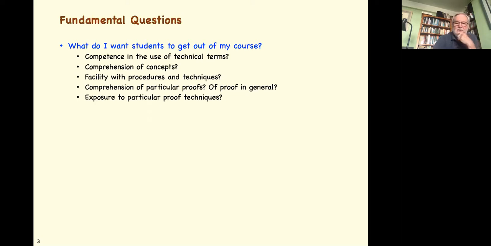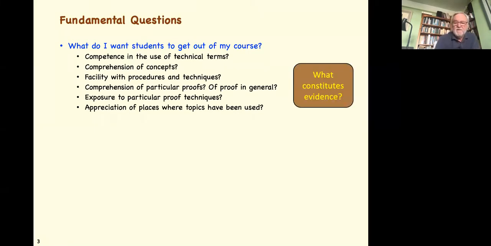Do I want to expose people to particular proof techniques in my course? Do I want them to appreciate places where the topics in the course have been used outside of that particular topic? And for all of these, and for any of the other ones that you've thought of, the real question is, what constitutes evidence of these?